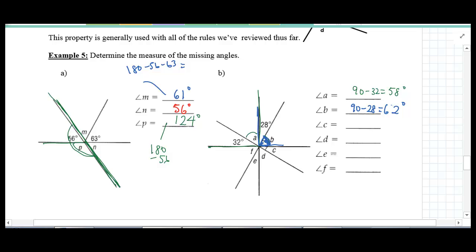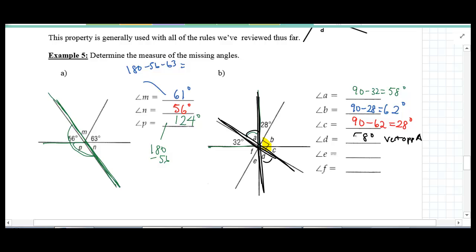Angle C, hopefully you see that B and C add up to 90 right here. So angle C must just be 90 minus angle B, which is 62. That gives us 28. And then you get angle D. Many ways you can solve this, but I look at angle D being the angle that is vertically opposite of angle A. So that must be the same as A. That's 58.